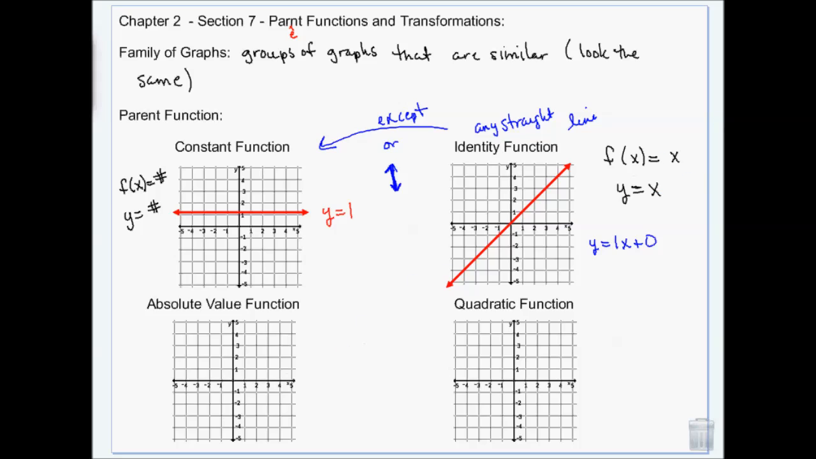For absolute value, the parent, we just talked about that, is a v. And the parent function is f of x equals the absolute value of x, or y equals the absolute value of x. And so you have a v starting at 0 with a slope of 1 on one side or a slope of -1 on this side. But you're just going up 1 each time. Up 1, up 1, up 1.